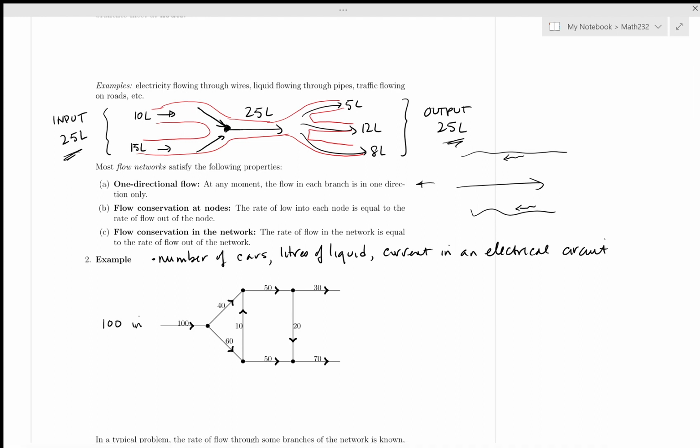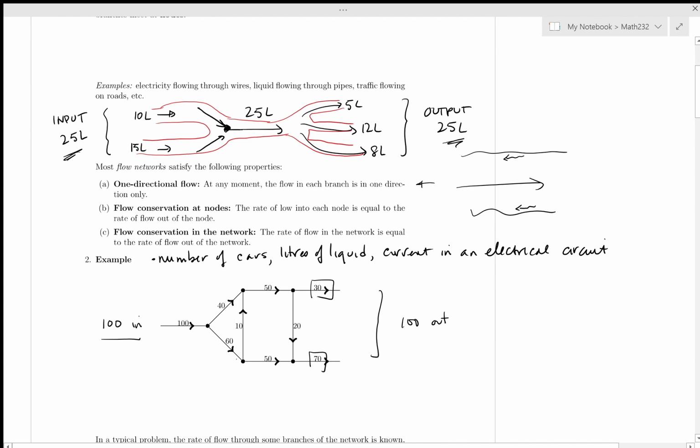So we have the one-directional flow property satisfied. We have 100 of whatever these things are coming in, and then you can see the output here. You've got 30 and 70, so we have 100 out over here. So we have the flow conservation in the network.